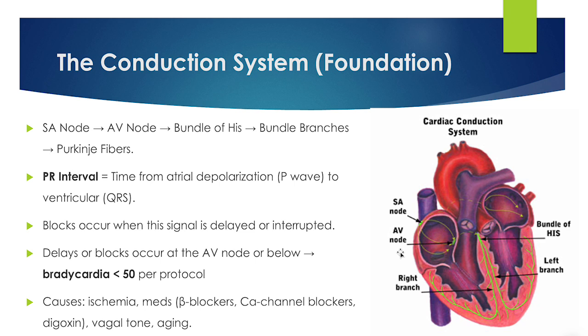The block usually occurs when a signal is delayed or interrupted, and will usually cause some form of bradycardia, below 50 or below 60. Causes of that will be ischemia, scar tissue, and medication. Specifically, we see that in medication overdoses, like beta blockers, calcium channel blockers, digoxin, and vagal tone, if we're talking about vasovagal syncope, for example. And then aging. Sometimes we don't have a reason why it happens, but due to the aging process, there will be some changes to the electrical conduction system of the heart.